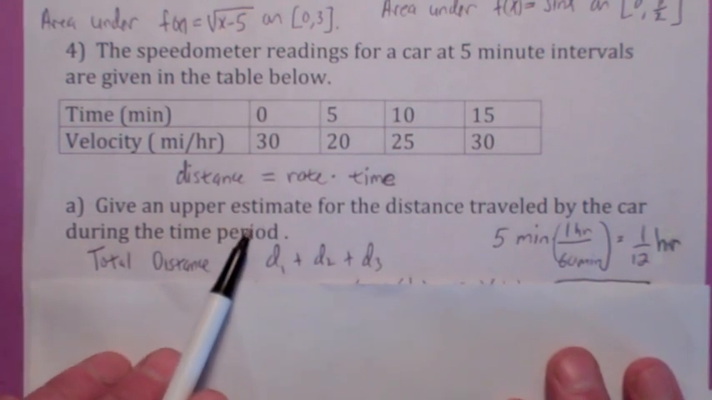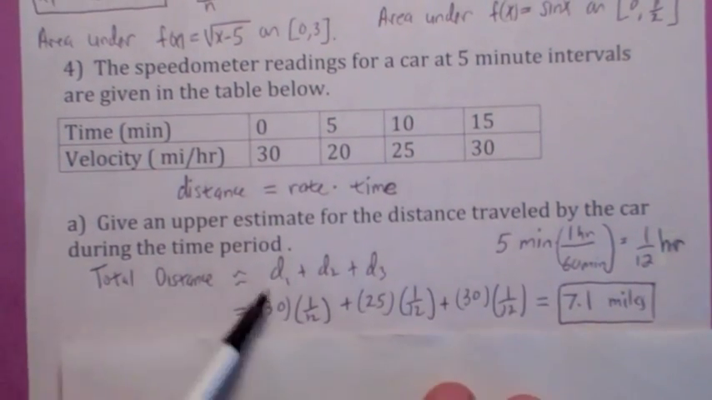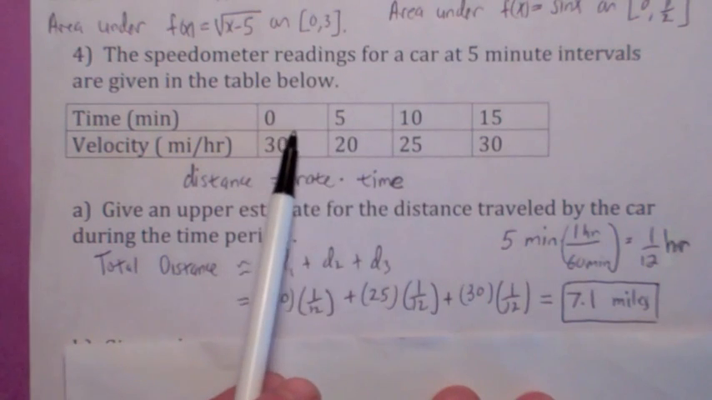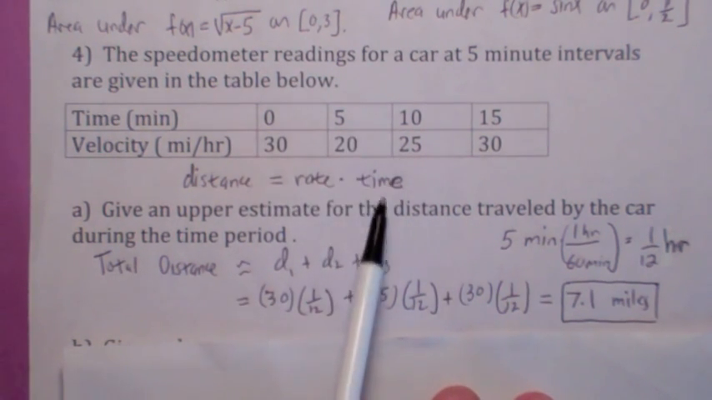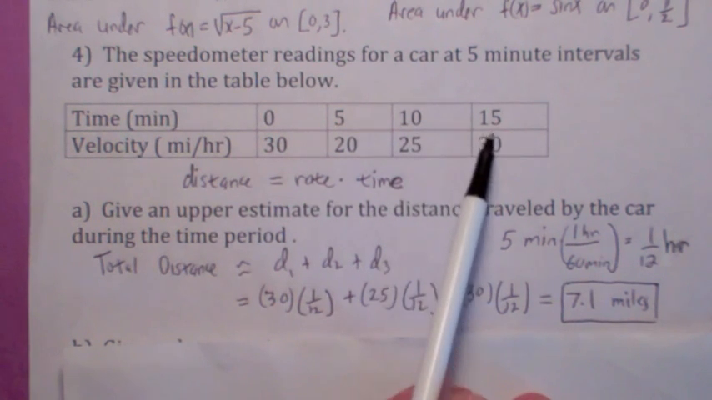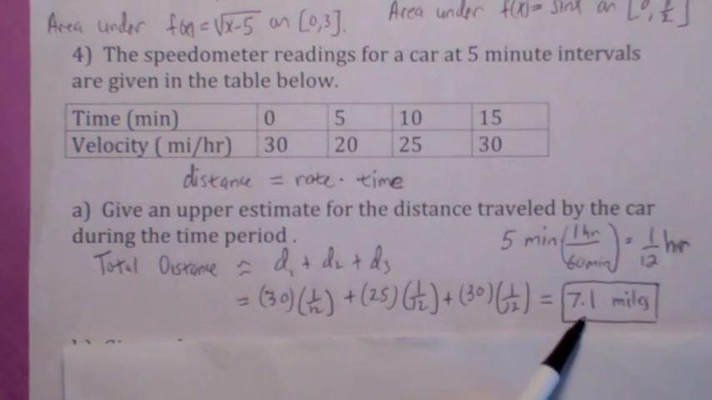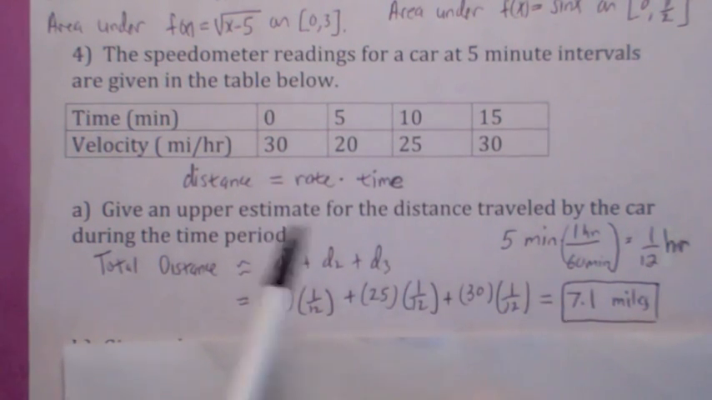If you want to look at an upper sum, what you would do is use the highest value of the velocity in each time interval. So from 0 to 5, let's use 30. From 5 to 10, you'd use 25. And from 10 to 15, you'd use 30. So you get an upper estimate. The total distance traveled would be 7.1 miles.